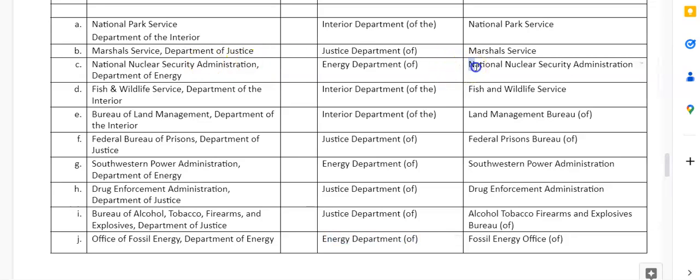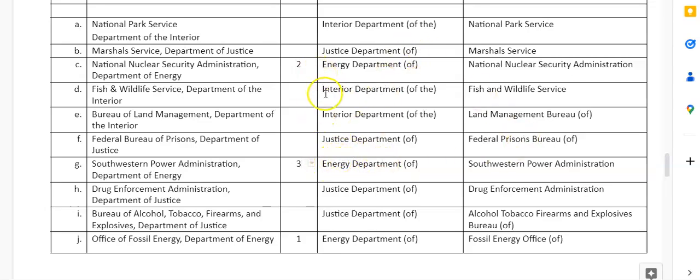So for this one, I have an N, this is an S, and here I have an F. So the Energy, Department of, Fossil Energy, Office of, that's going to be filed first. And then the Energy, Department of, with National Nuclear Security is next, because the N in National is before the S in Southwestern.